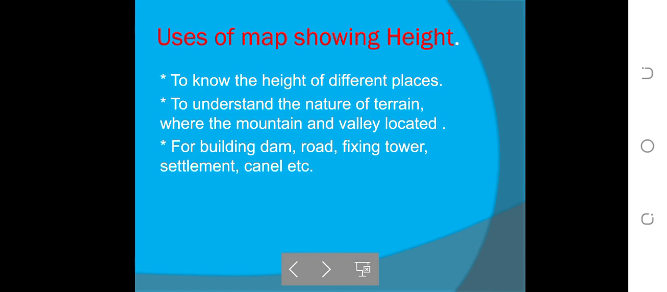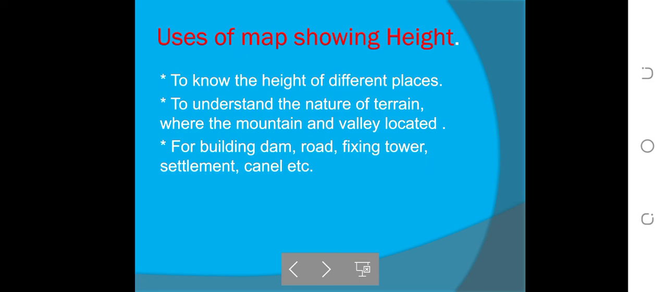Then for constructing a road, it is very difficult to construct a road on a steep slope. So we have to construct the road on a gentle slope. To know the gentle slope we have to see the height map. Even for fixing a tower, the tower has to be fixed on high land. To know the high land we have to see the height map.